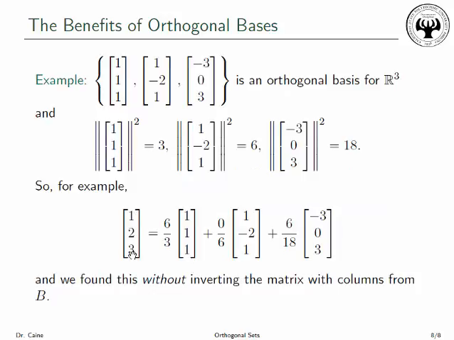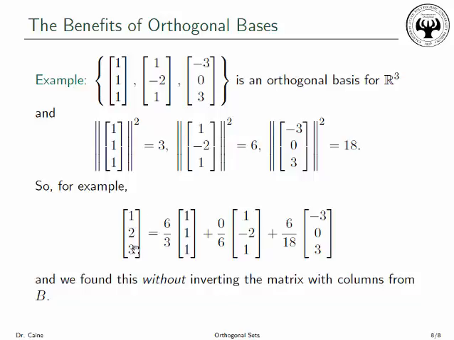So here's the vector 1, 2, 3. Here are the basis vectors of our orthogonal basis: 1, 1, 1; 1, negative 2, 1; negative 3, 0, 3. Each of these fractions is a coefficient, a coordinate of 1, 2, 3 with respect to this basis. The denominators of these fractions are precisely the dot products of the basis vectors with themselves. So v1 dot v1 was 3, v2 dot v2 was 6, v3 dot v3 was 18. And in the numerators should be the dot products of our y, 1, 2, 3, with each of those basis vectors.